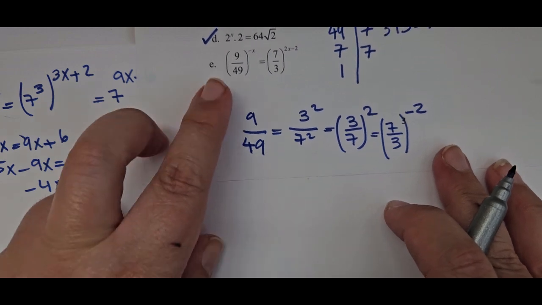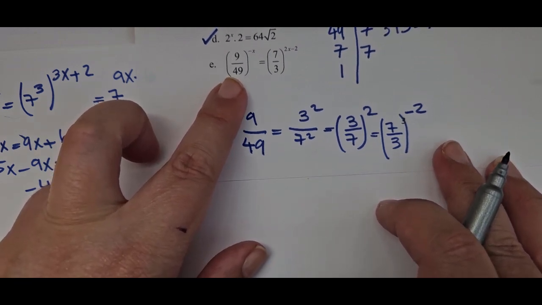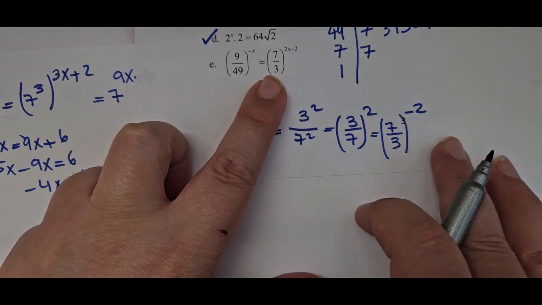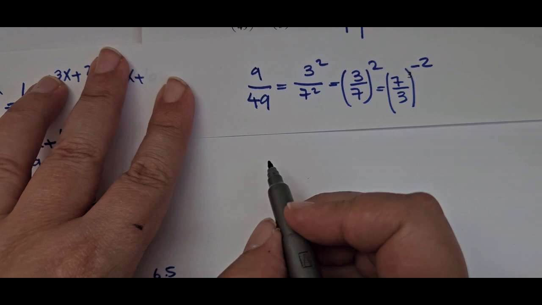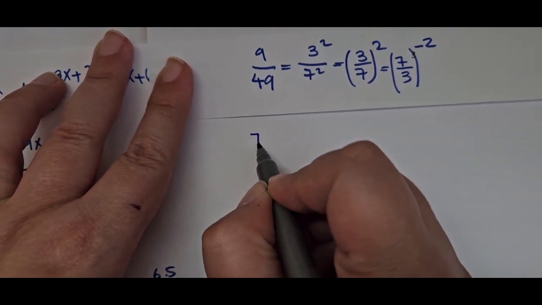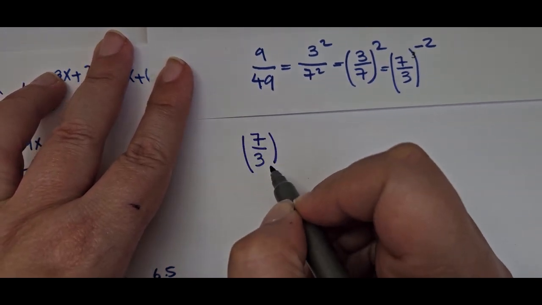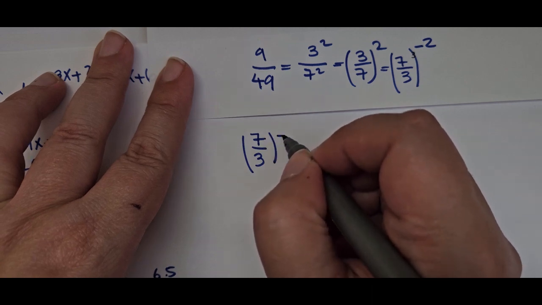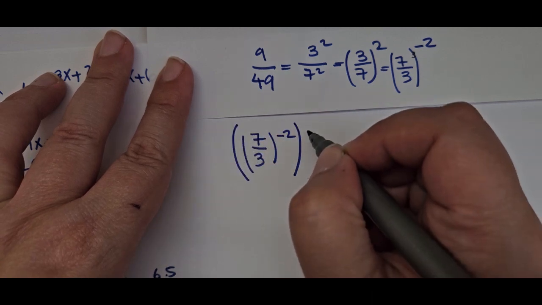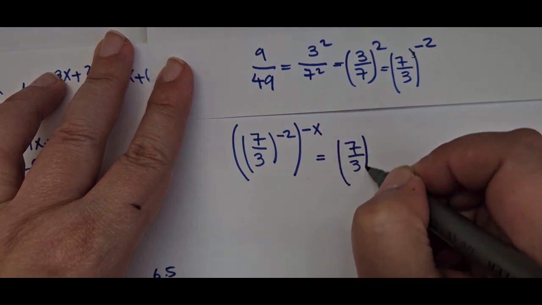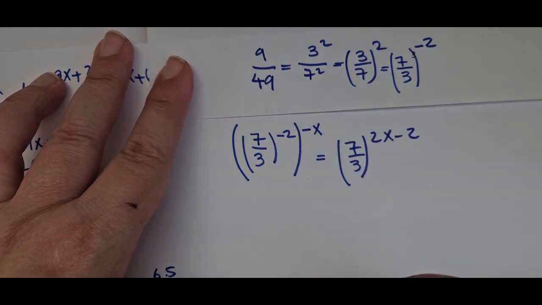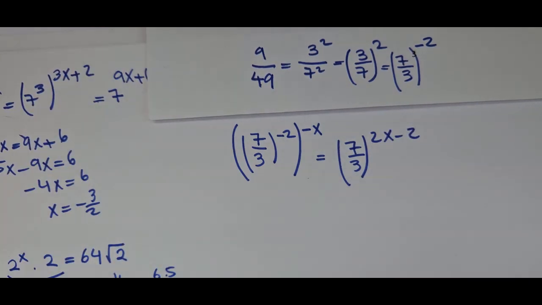By doing so, this side, the base, is converted to exactly the same base as the other side, and it helps me to solve my equation. So here, what I will do, I will just write 7 over 3 to the power 2 instead of 9 over 49. I just rewrite it as this, and then negative x here on the outside. Then I have 7 over 3, and I have 2x minus 2. The bases are exactly the same. The last step is to make sure that the exponents are the same.